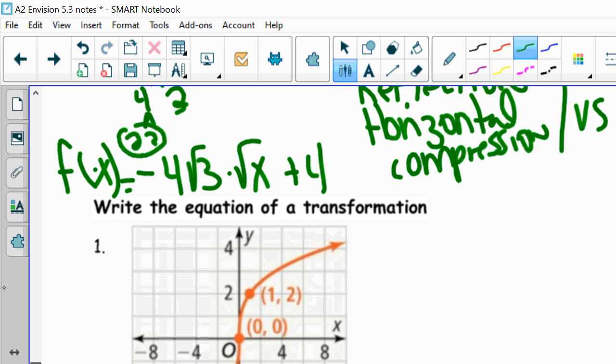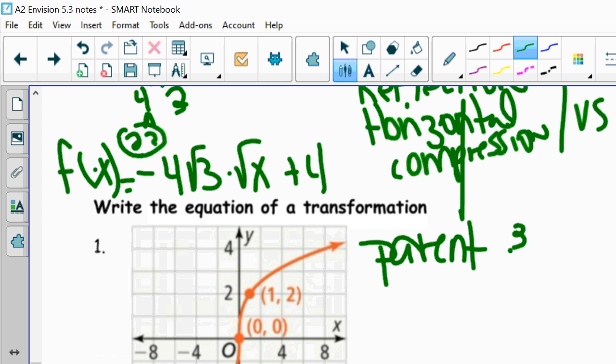Okay? So the last thing that we want to talk about is how we write the equation of a transformation. So now they give us the graph, and we have to identify, okay, what transformations happened. So number one, this is the graph that they give to me. The only two that we're going to be looking at are square roots and cube roots. So it's easy to identify that this is a cube root, right? So I know that the parent here was the cube root of x.